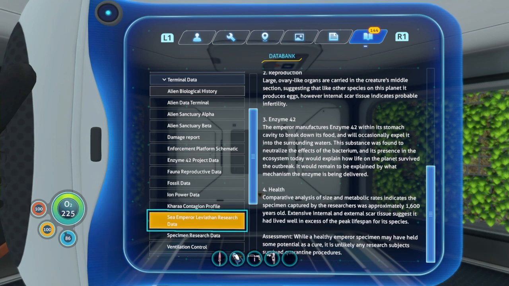Health. Alright, I'm all the way at the bottom. Comparative analysis of size and metabolic rates indicates the specimen captured by the researchers was approximately 1,600 years old. Extensive internal and external scar tissue suggest it had lived well in excess of the peak lifespan for its species.